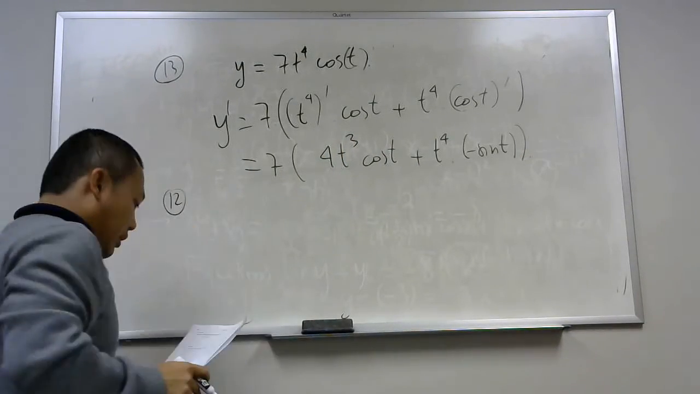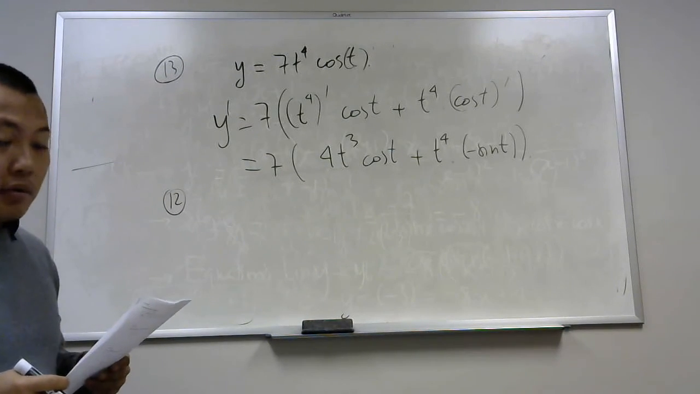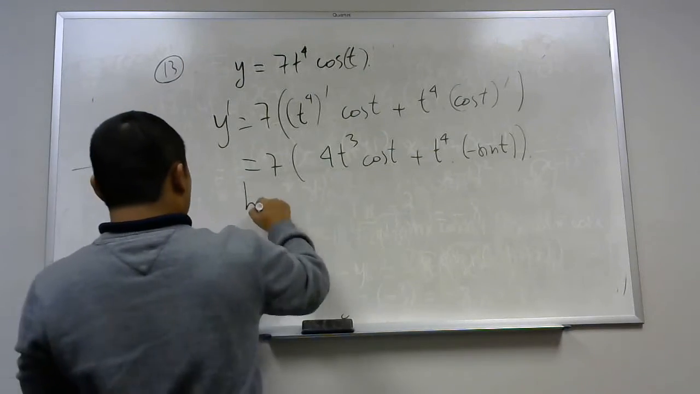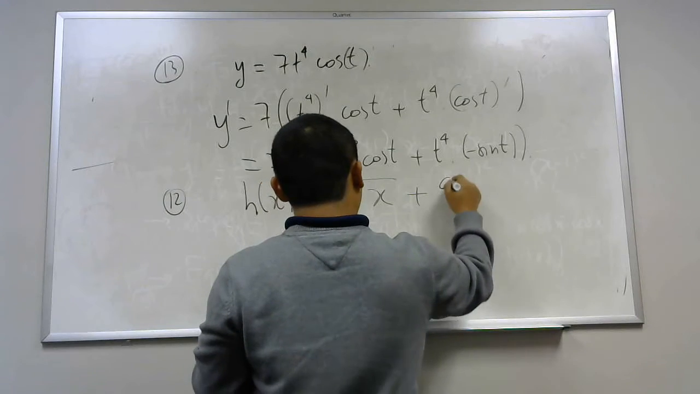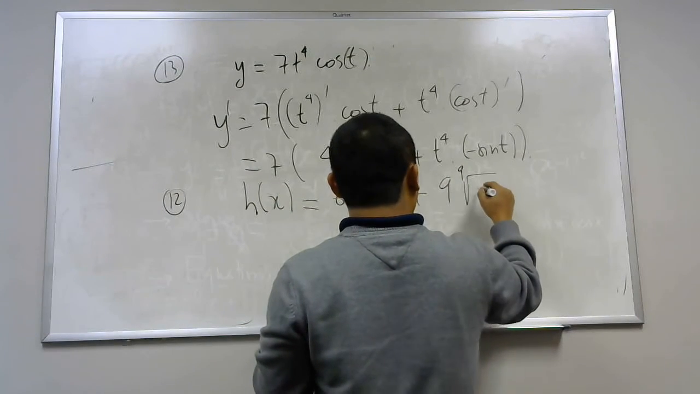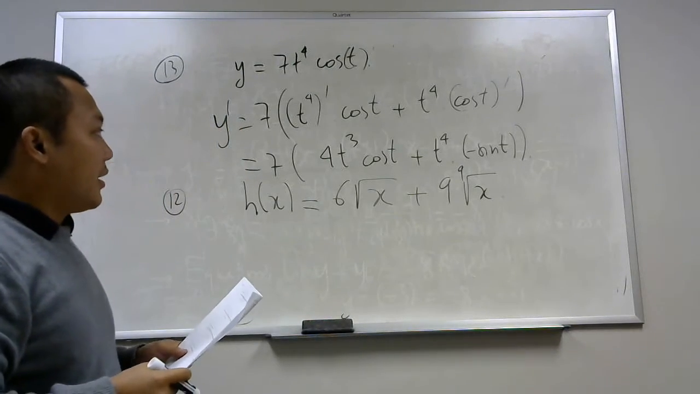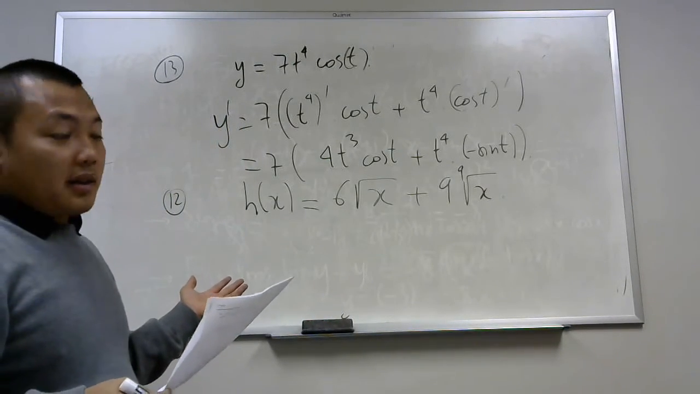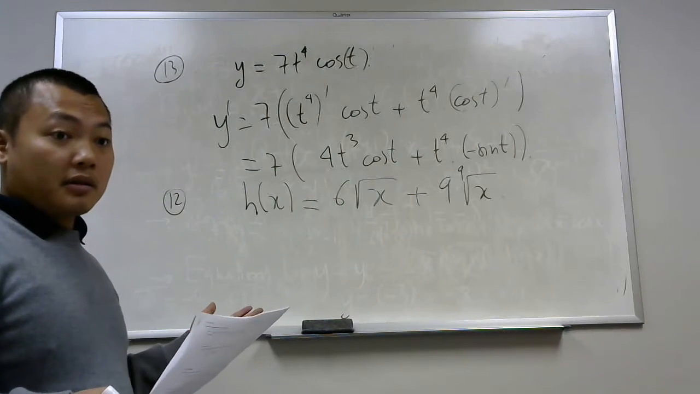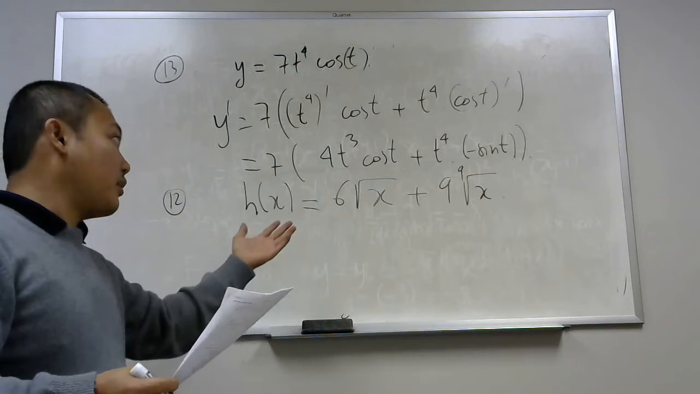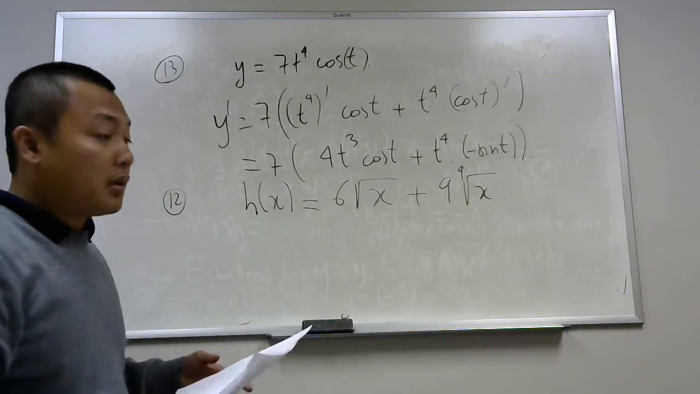And question 12. Use the rules of differentiation to find the derivative of the function. Find the derivative of the following function: 6 square root of x plus 9 root of x. But we have radical functions in here. But radical functions can be converted into power functions. And then let's convert them into power form and take the derivative by using the power rule.